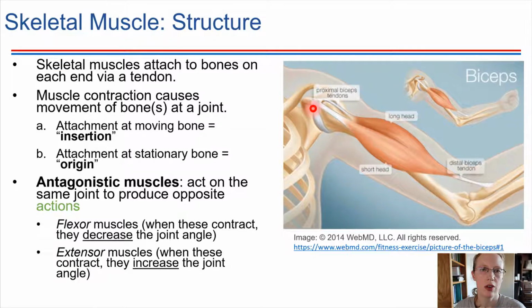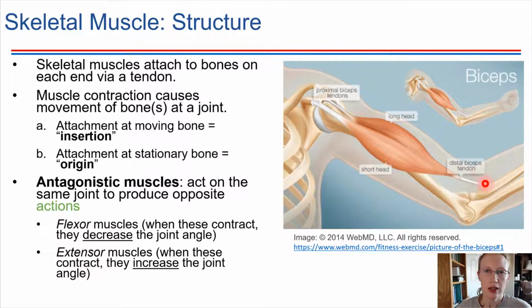So this one back here is called the origin. This point of attachment is called the origin. And this other end, where this tendon connects to the arm, is called the insertion. So two different connection points for each muscle, origin and insertion.